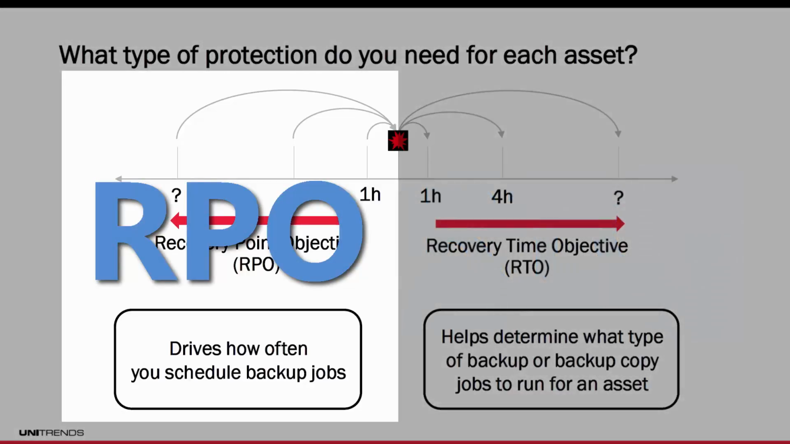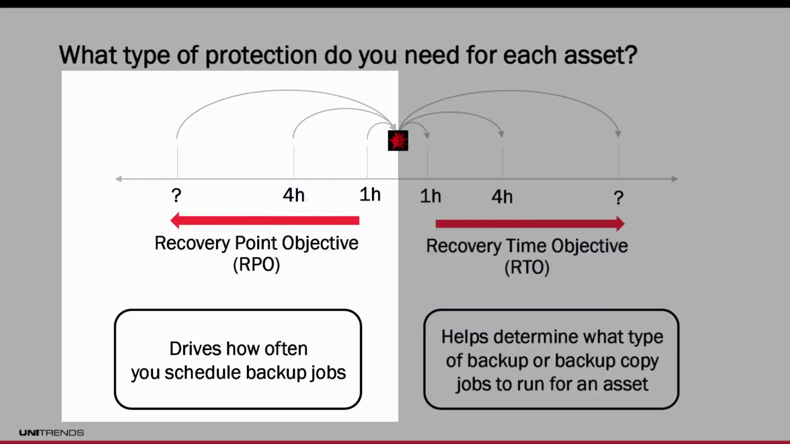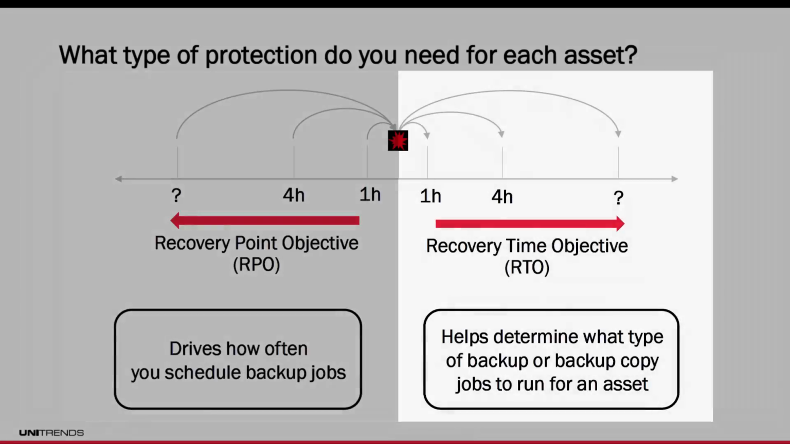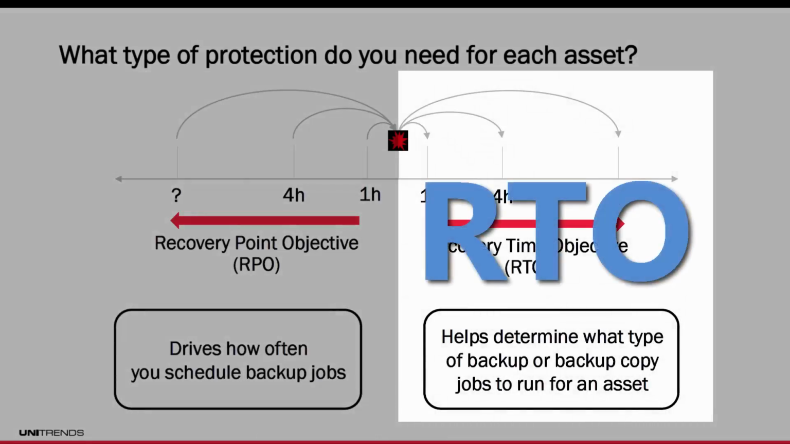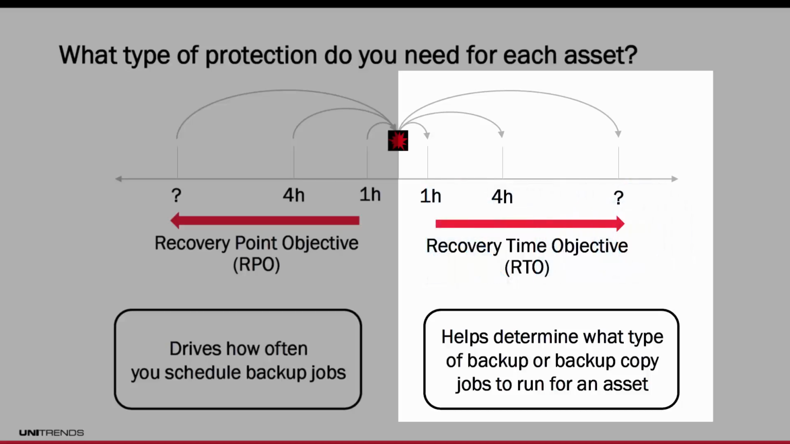The RPO drives how often you schedule your backup jobs, how many recovery points: every hour, every 2 hours, 4, 12. That's recovery point objective. Now, the recovery time objective helps you determine what type of backup or backup copy job to run for each asset, because the different types of jobs take different times to recover, different processes to recover.